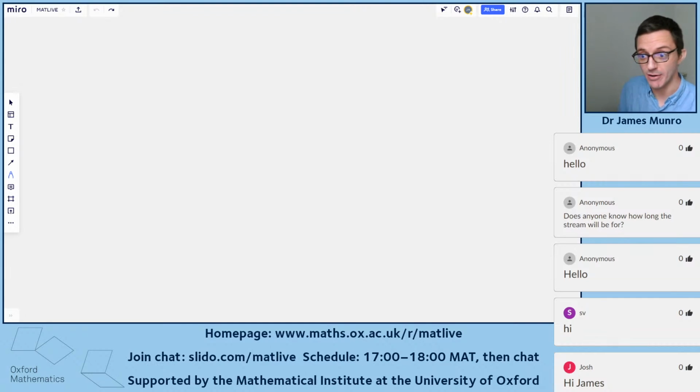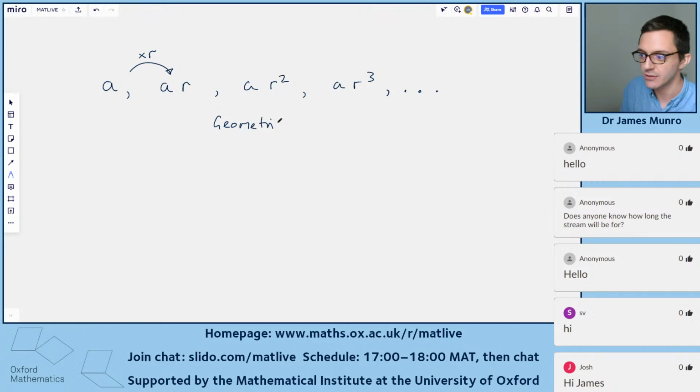I'm going to start with a bit of maths. Let's say you've got a sequence that's got a first term, and then after that there's some common multiplier, so that each term is the previous one multiplied by some number. So I've got my first term A, and then each term is the previous one multiplied by some number R, sometimes called the common ratio between the terms. That's called a geometric sequence.